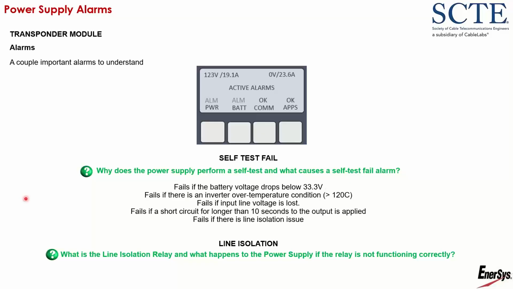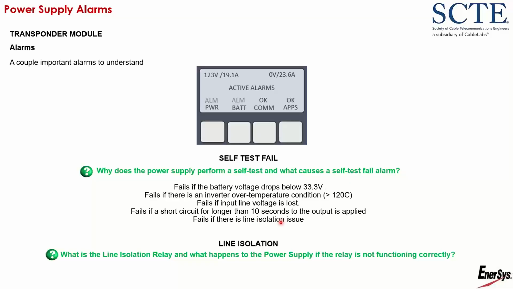That's an important alarm. That means that your power supply is either not going to run on the batteries or it's going to run for a very short amount of time. The main reason for a self-test fail generally is bad batteries. I would say that's probably 80% of the time is what I see. But there are some other things that can cause a failure: the inverter overheating, voltage being lost during the self-test on the utility side, a short circuit on your plant during the self-test, or the line isolation relay not functioning.